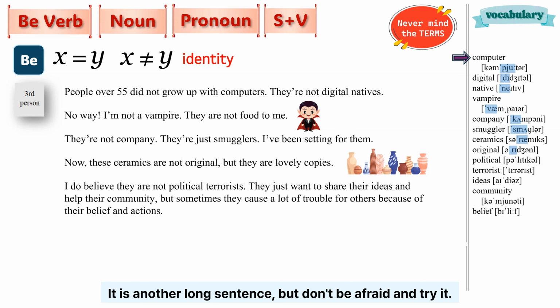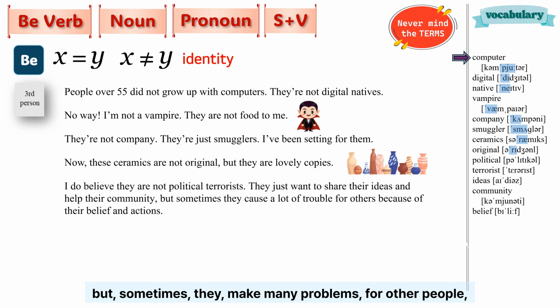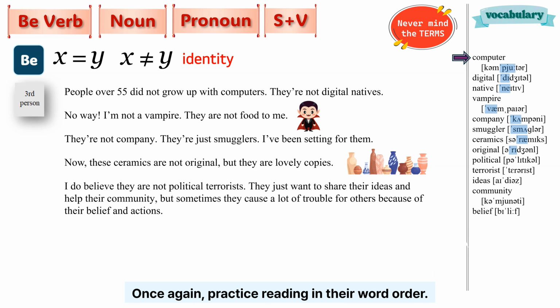It is another long sentence, but don't be afraid and try it. I believe they are not political people who use violence. They only want to use together their ideas and to help their group of people. But sometimes they make many problems for other people because of their strong thoughts and actions. See? Even with this kind of long sentence, you can understand the meaning at once, right? Once again, practice reading in their word order. In a few months, you will be able to read English directly.